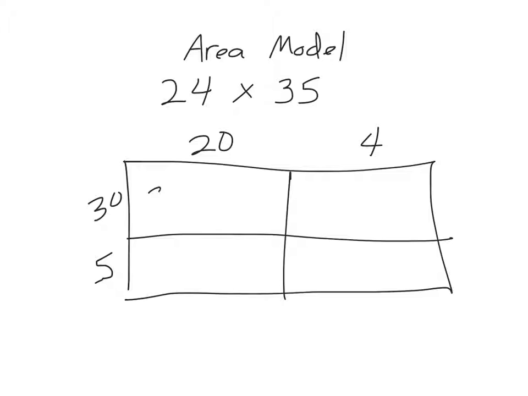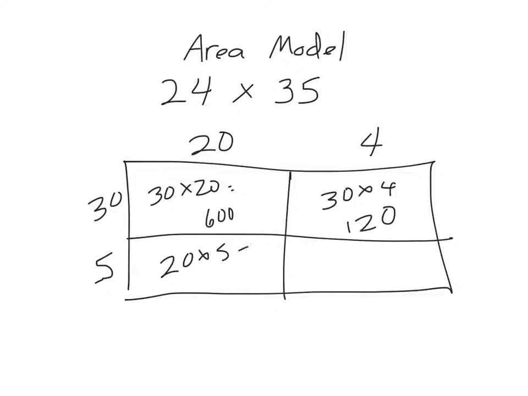Here you should have had 30 times 20 to get 600. Here you should have had 30 times 4 to get 120. Here you should have had 20 times 5 to get 100. And finally, here you should have had 5 times 4 to get 20. Proceed to add up your partial products to find the total answer.